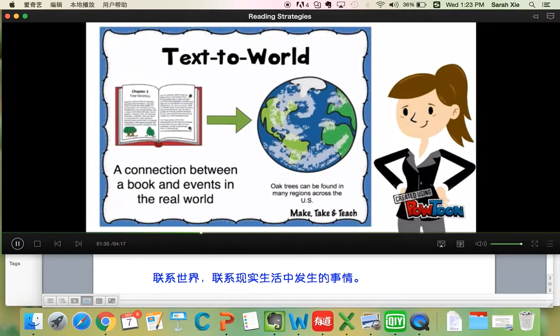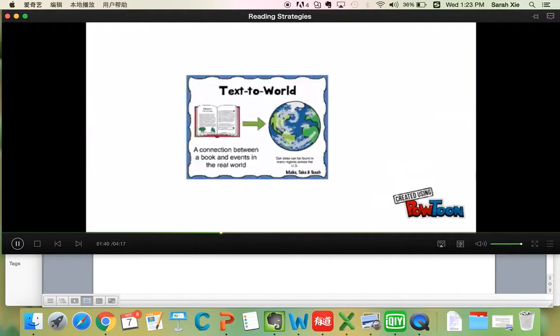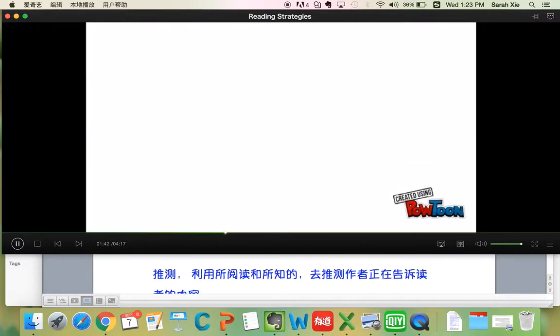Text to the world. It is a connection between a book and events in the real world. If you're reading a book about saving the planet, then you think about what you can do to save the earth.